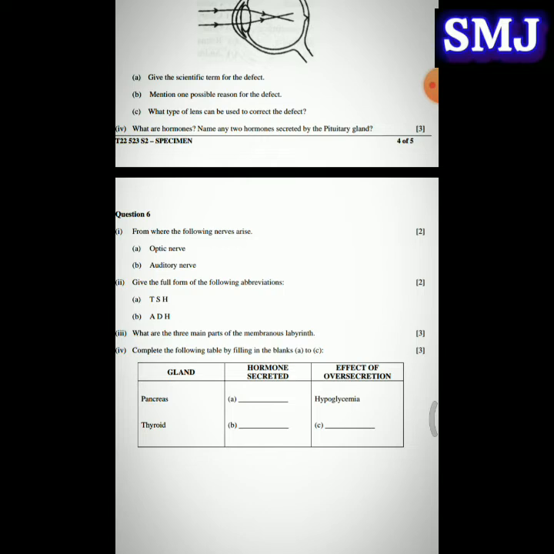Next, the hormones produced by pituitary gland. So the answer is, the two hormones secreted by pituitary gland are first growth hormone and the second is thyroid stimulating hormone.